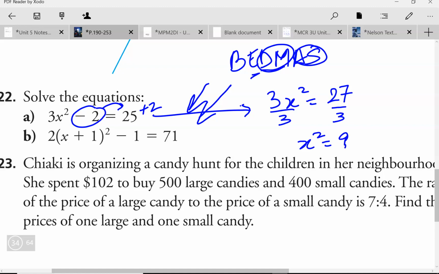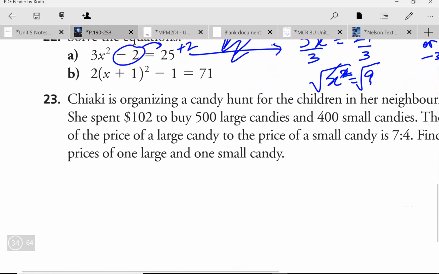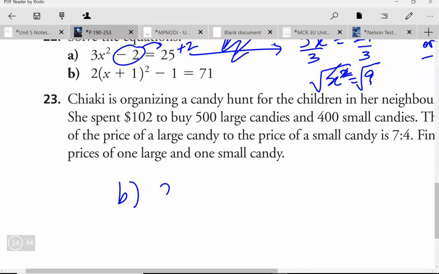And then I deal with the exponent. If I have to get rid of a square, I'm going to take the square root of both sides. So that cancels out the square, and so I get x equals 3. Or technically negative 3, but we'll just say 3. I think that's enough for a grade 9 level. And part B especially, because this is very important.